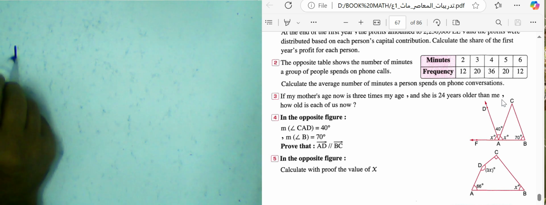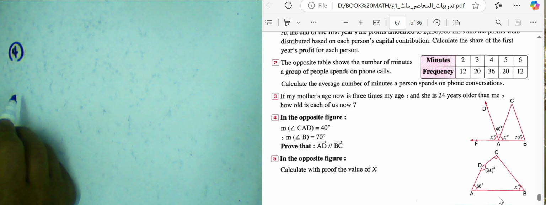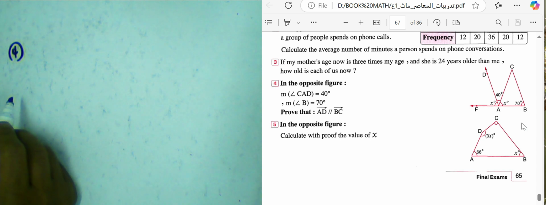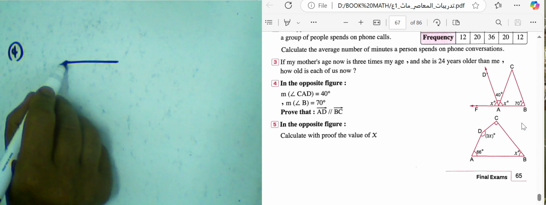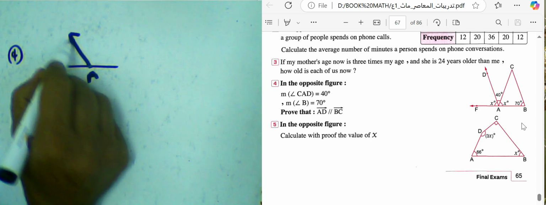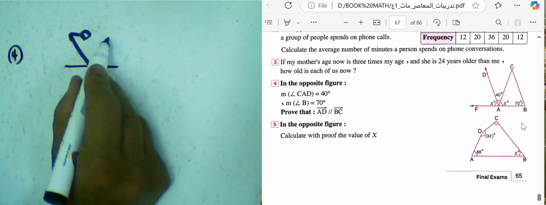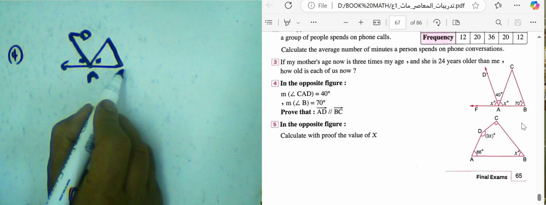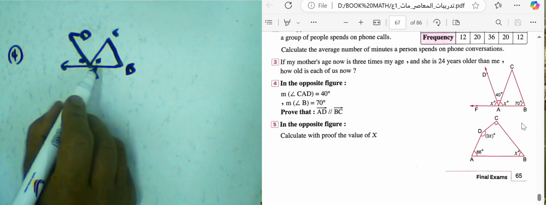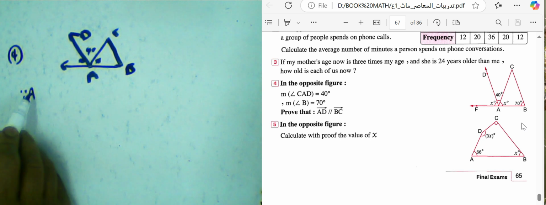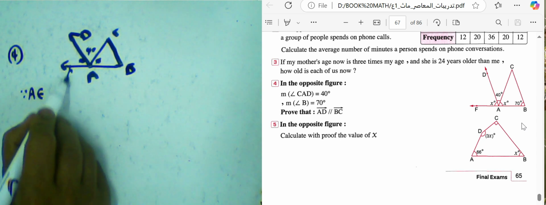Next question is number 4. In the opposite figure, prove that AD is parallel to BC. We want to prove that AD is parallel to BC. First step, we have a break at AD and we have a triangle here. We have x and x. To solve this example, first we must find the value of x here. We have 40, right? Such that E belongs to the ray BF.